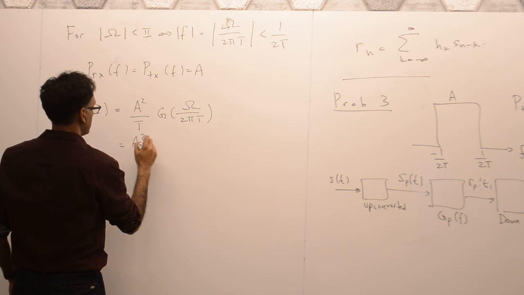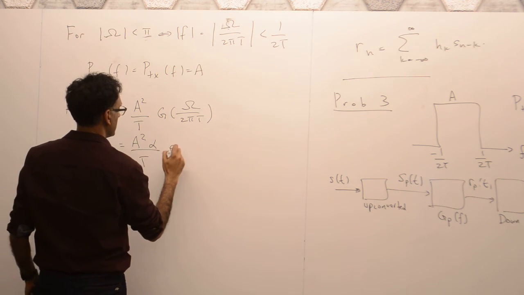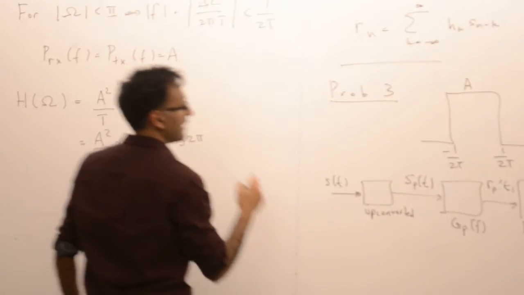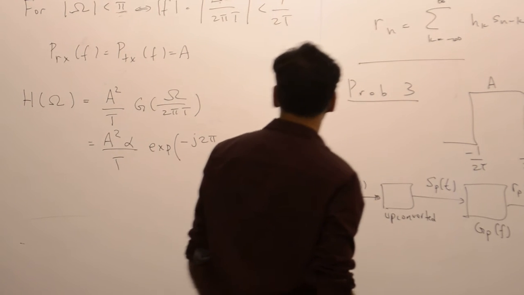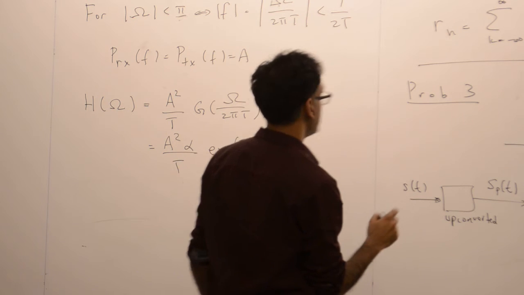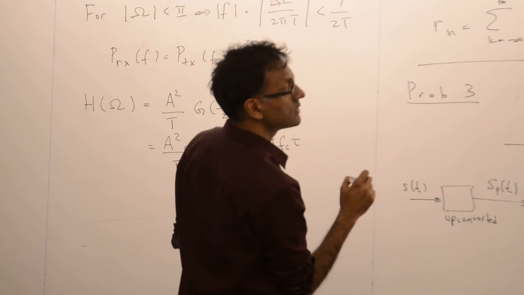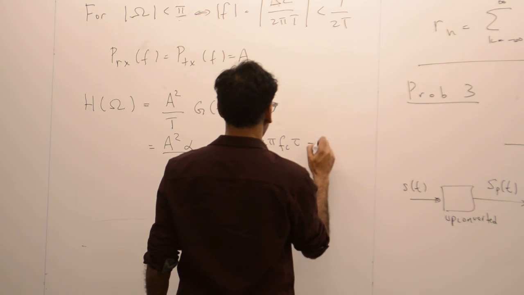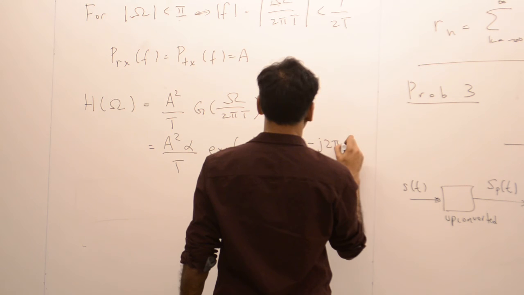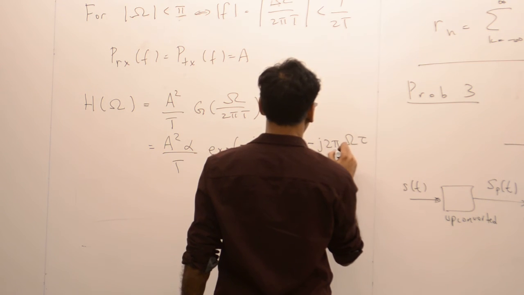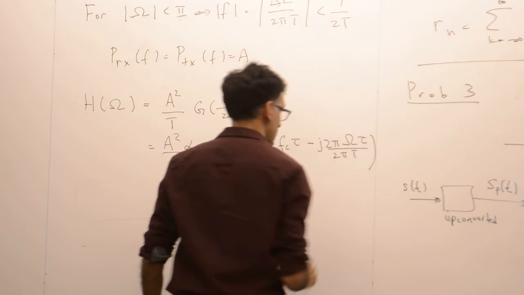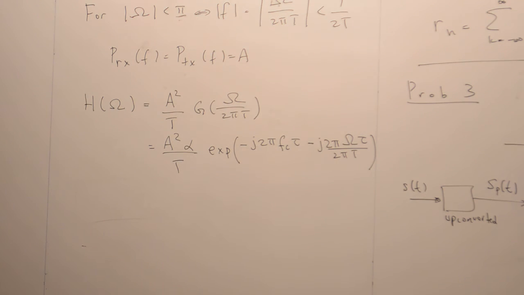That is a squared times alpha times t times e to the minus j 2 pi. And then I have to substitute this f. So I have a 2 pi j f c times tau, and then I have a minus j 2 pi omega tau divided by 2 pi t. I think that is right. Does everyone agree with that formula?